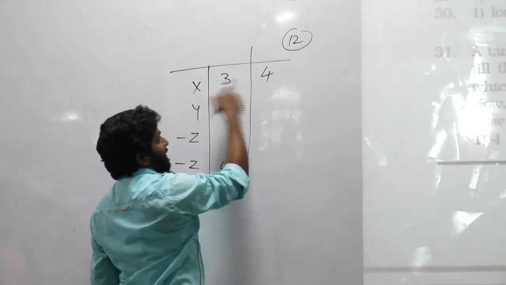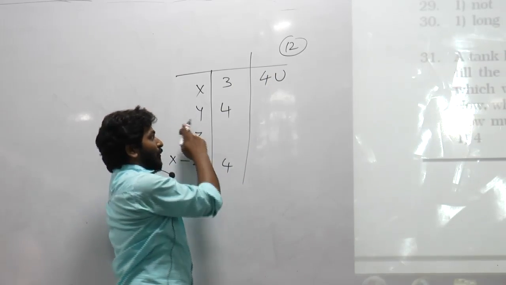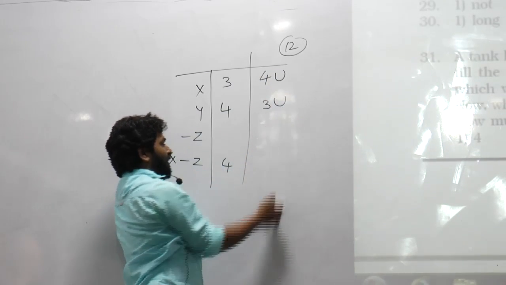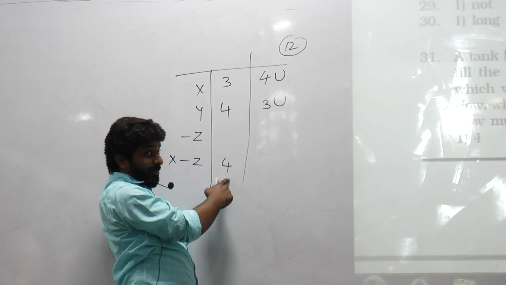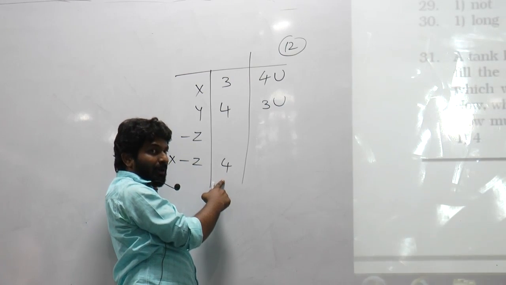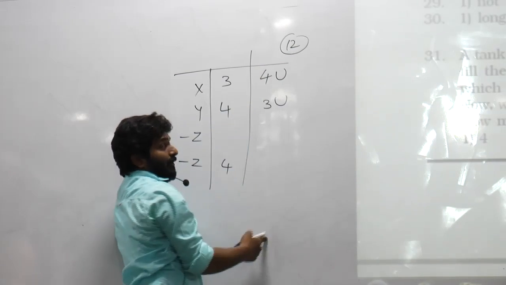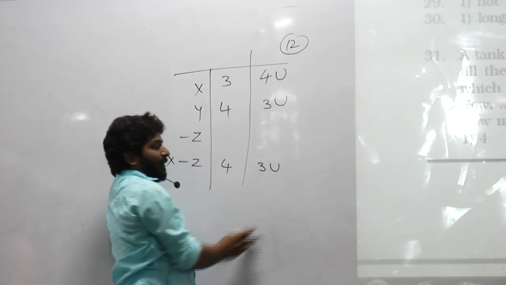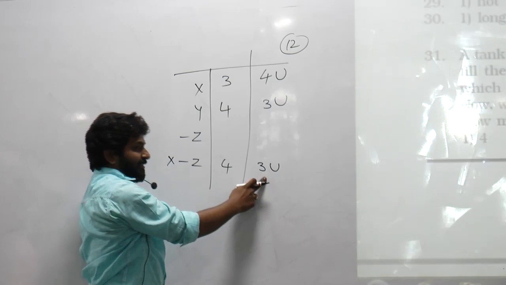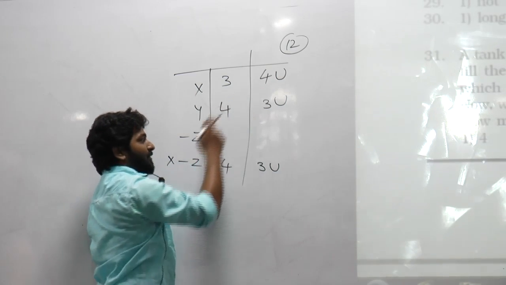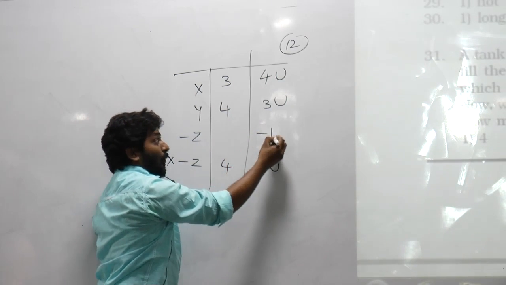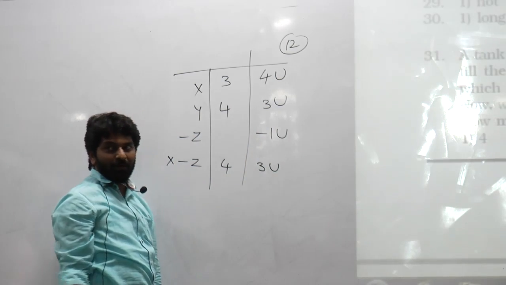So X alone can do 4 units, Y alone can do 3 units. X and Z can fill the tank in 4 hours. In 4 hours it will fill 12 units, so in 1 hour 3 units. X and Z is 3 units, X alone does 4 units. So Z can empty 1 unit in 1 hour.